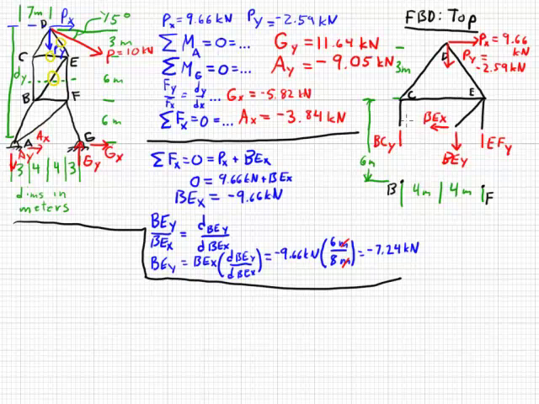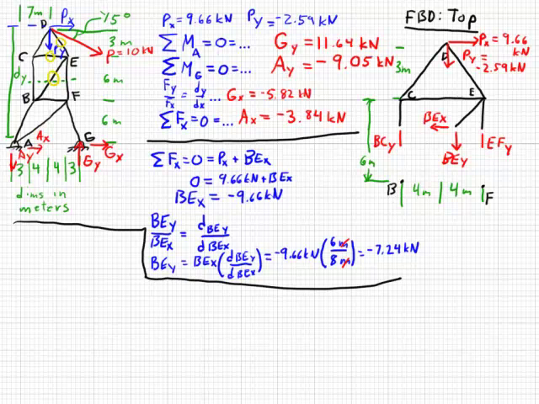Likewise, BCY is going through joints B and C, and EFY is going through joints E and F. So I can take moments about any point I choose in the plane, and it makes the most sense to take moments about either E or B. If I take moments about E, that will eliminate BEX, BEY, and EFY, any force with the letter E in it. If I take moments about B, I will eliminate BCY, BEX, and BEY, and thus be able to calculate EFY. So we'll take moments about B.